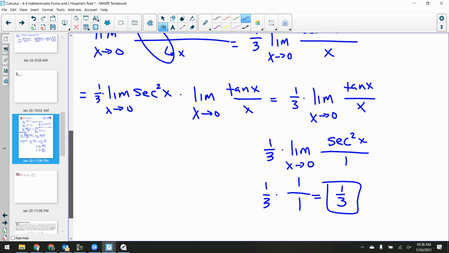So what did we learn on this one? A, to brush up on our derivatives. And B, to keep doing L'Hopital's rule until you get something that's reduced enough that you can find it.